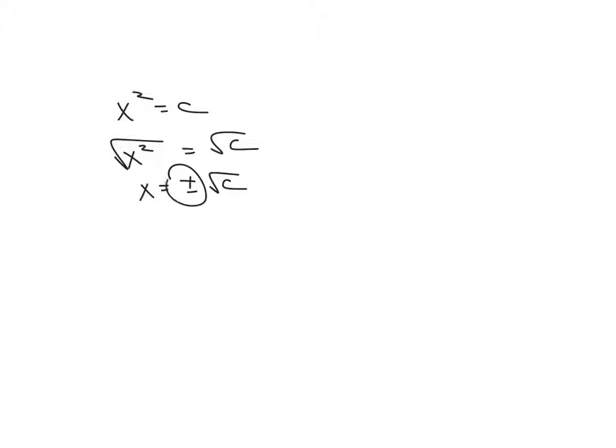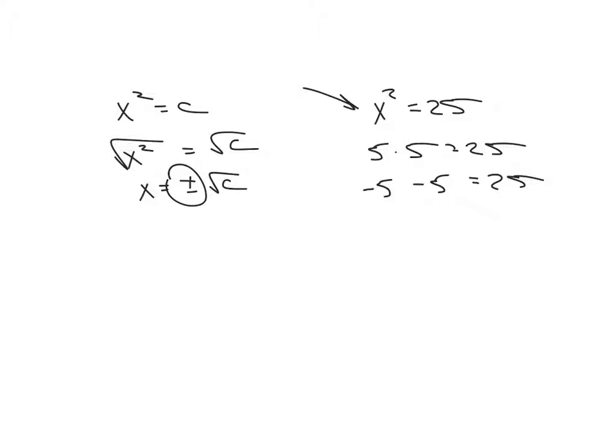Now the plus or minus is very important here because if I have x squared equals 25, what that is saying is, what number can I multiply by itself to get 25? Well, 5 times 5 gives me 25. And negative 5 times negative 5 equals 25. So, plus 5 gives me 25 and negative 5. So, plus or minus. All right.